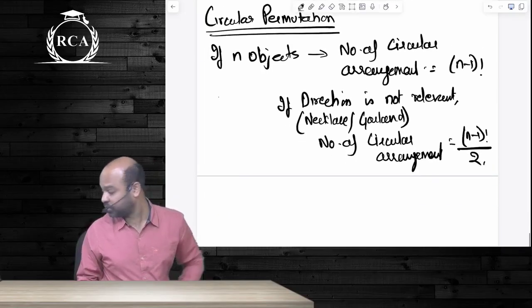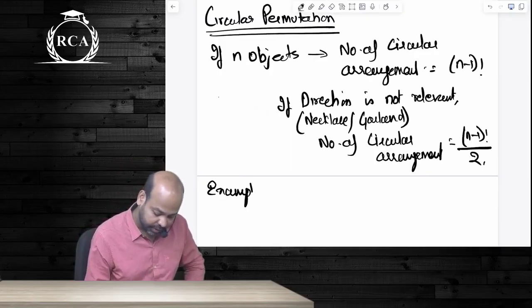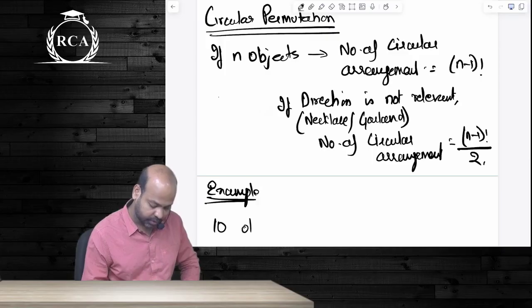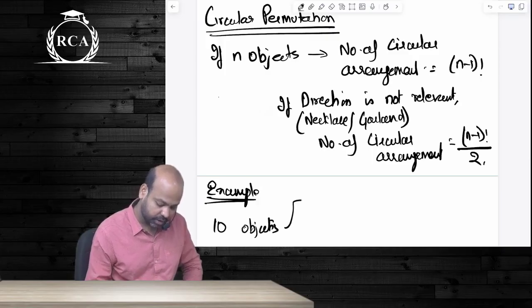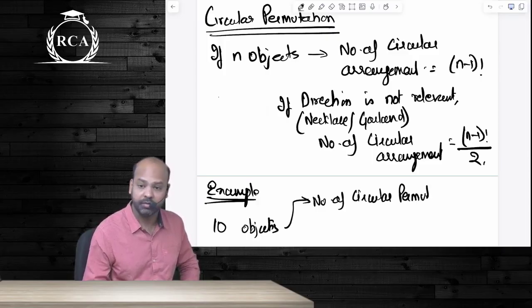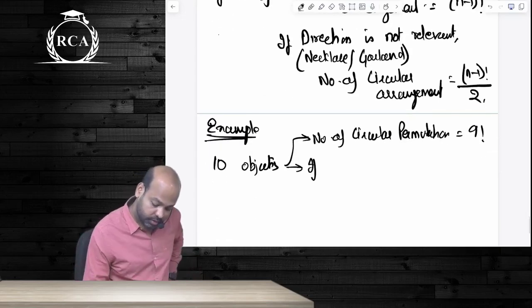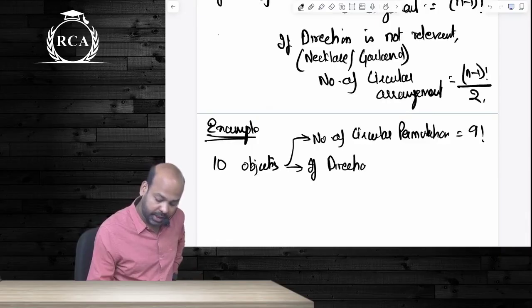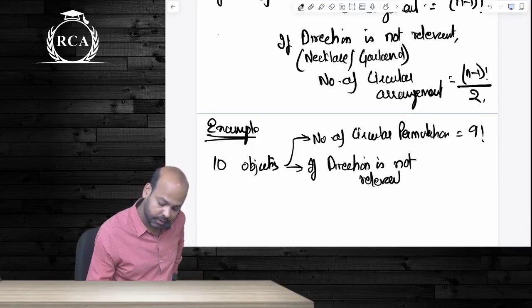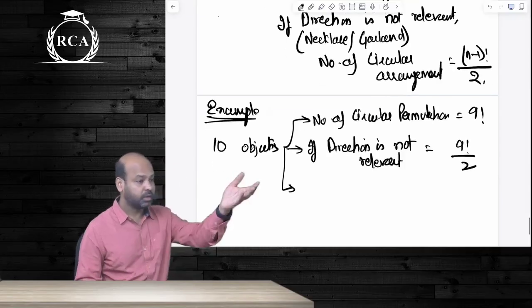What if only a few objects are to be selected? Now I will give an example, beta. Say there are 10 objects. What will be the answer for the number of circular permutations? You're going to write 9 factorial, without direction being relevant. If direction is not relevant, beta, what will this become? 9 factorial divided by 2. Now listen carefully, beta.